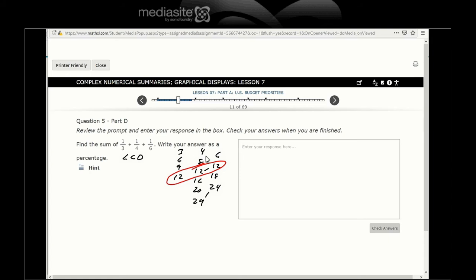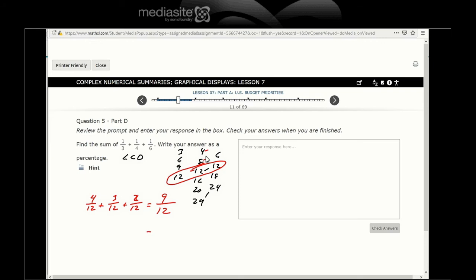But 1/3 is how many 12s? Well, 1/3, 2 6, 3 9s, 4 12s. 1/4 is how many 12s? 1/4, 2 8s, 3 12s. And 1/6, 2/12. And of course, these add up to, well, we don't change the denominators once they're the same. And 4 plus 3 plus 2 is 4, 7, 9. 9/12.